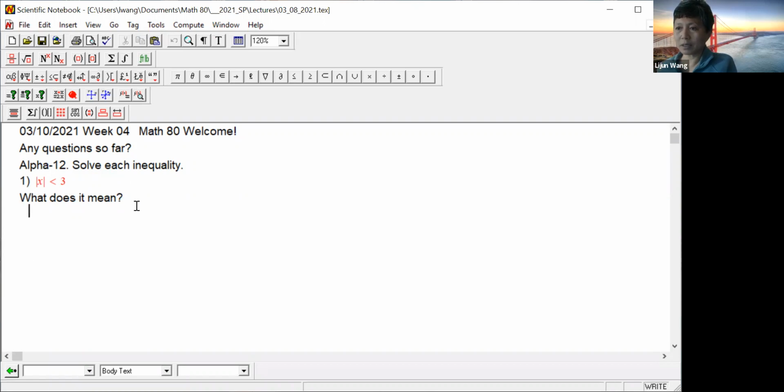This statement is basically a big if statement. It says: if the absolute value of a number is less than 3, what could the number x be?